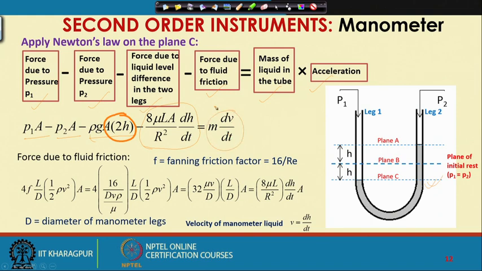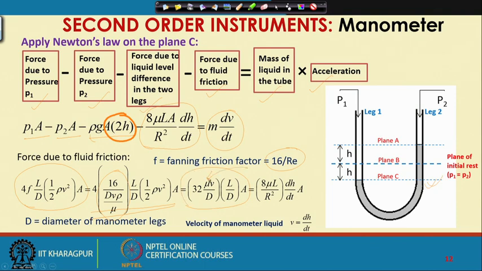So, force due to fluid friction can be written as this from fluid mechanics, where small f is the Fanning friction factor. If you assume laminar flow, the Fanning friction factor can be written as 16 divided by the Reynolds number. So, if I put the expression for the Reynolds number, I will get this, and this finally will appear as this.